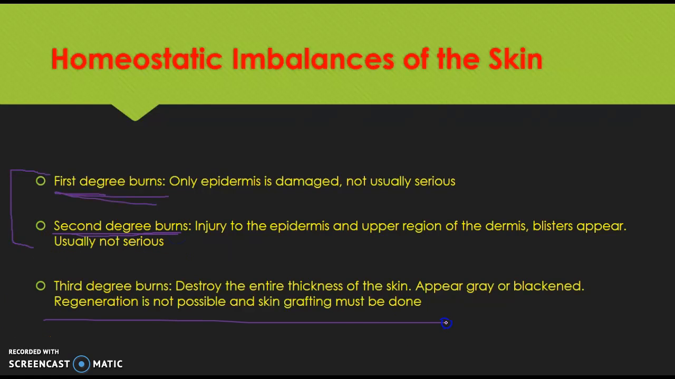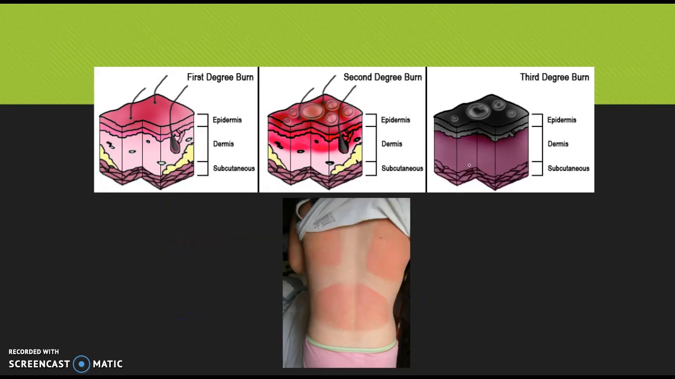And then third degree burns are the ones we have to worry about. This burns through the epidermis, dermis, and can even go down into the hypodermis. So you're really destroying the entire thickness of the skin, and it appears black or gray. This is when you have to get a skin graft. You're not going to be able to just regenerate new skin because it's entirely burned through.